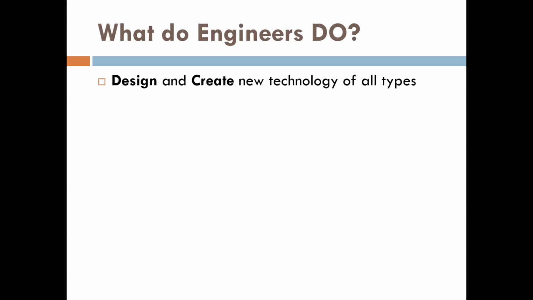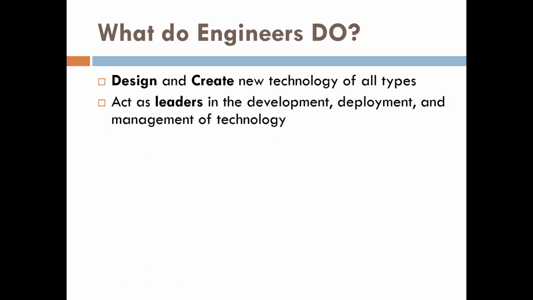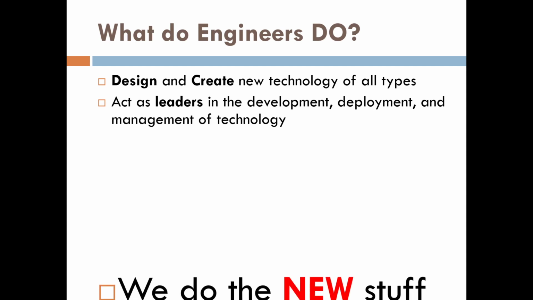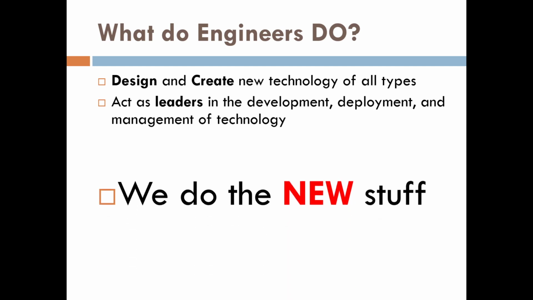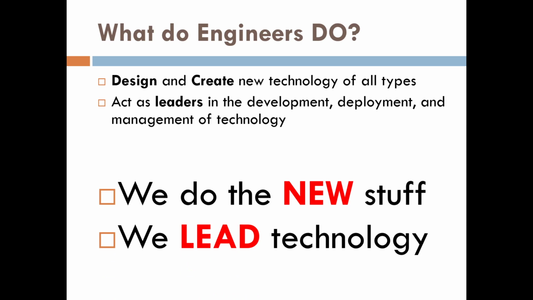All right. So what do we actually do? We design and create technology, and we act as leaders. That could be summarized as two sentences. We do the new stuff, and we lead technology. If it's not new, you don't really need an engineer, and also if it's something new, it needs to be led by somebody, and ideally that leader should have a broad base of knowledge, an engineering education. So that's one way to look at what engineering is.